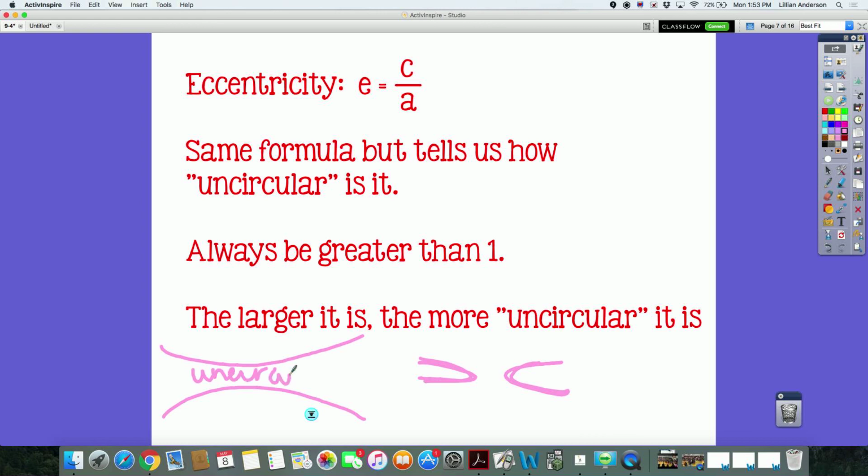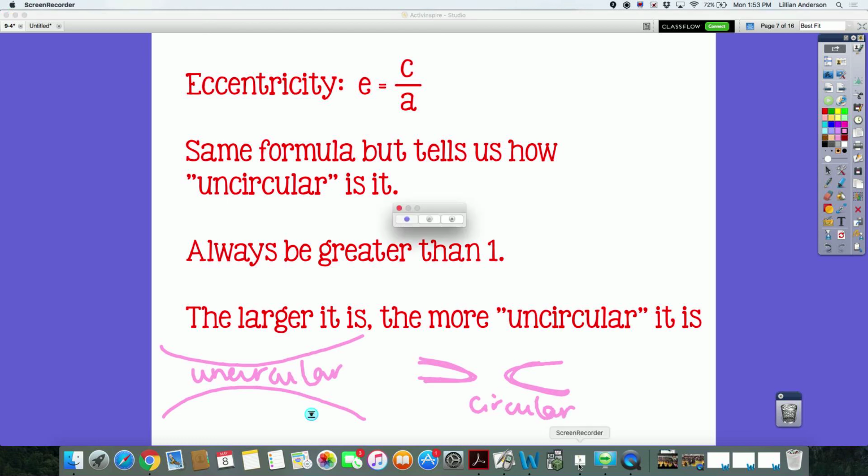So this is an example of being uncircular, and this will be an example of being circular. And that's your basic notes when it comes to hyperbolas. After this, we'll just do a series of examples of graphing hyperbolas as well as writing equations of hyperbolas.